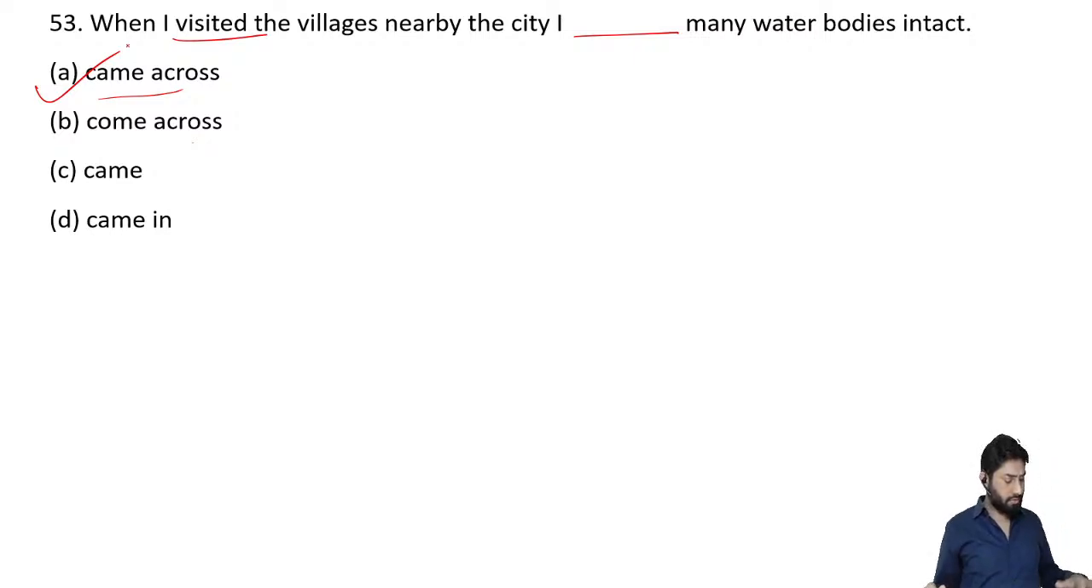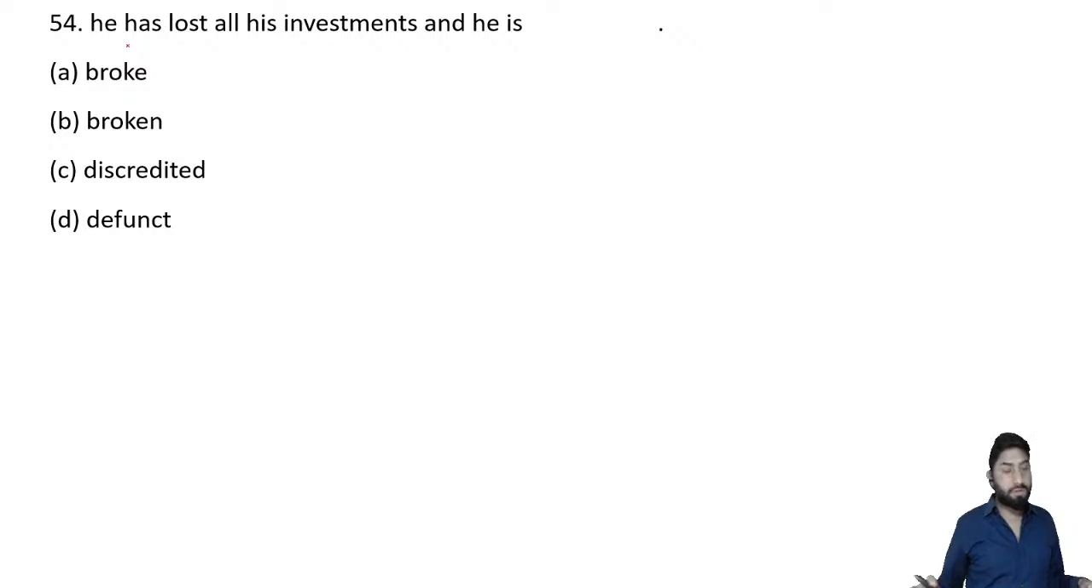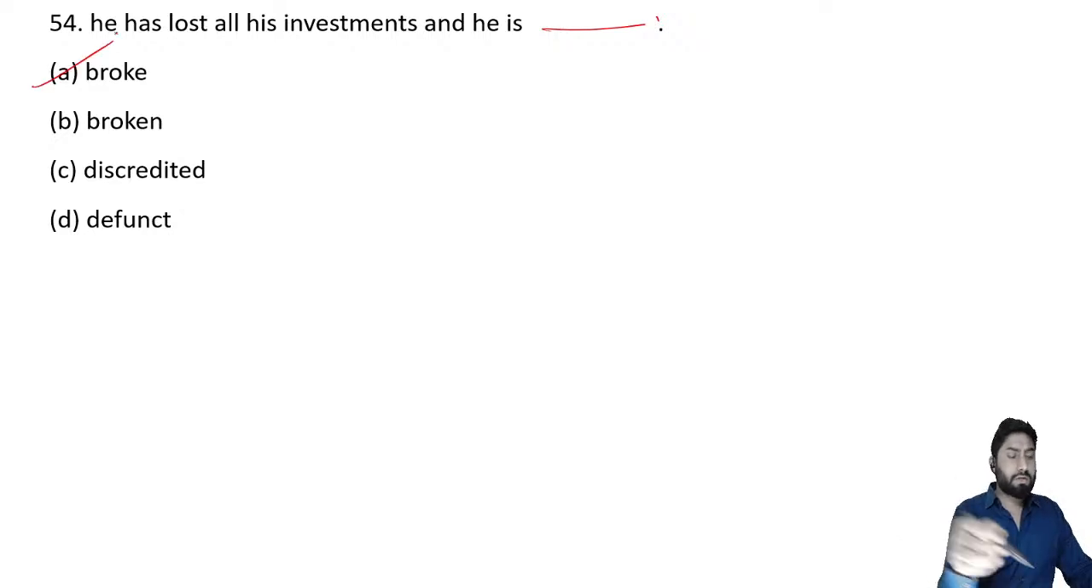So now next. 50. Oh, he has lost all his achievement investments, and he is. I think there would be a blank space here. Yes, right. That's the problem. So that's the blank space. So as he is broke, broken, discredited, defunct. That's what it is, right? So देखते हैं, आ जाओ, ऑप्शंस हैं यहाँ पे. So इसमें भी वही चीज है. As he is broke, that's what it is.